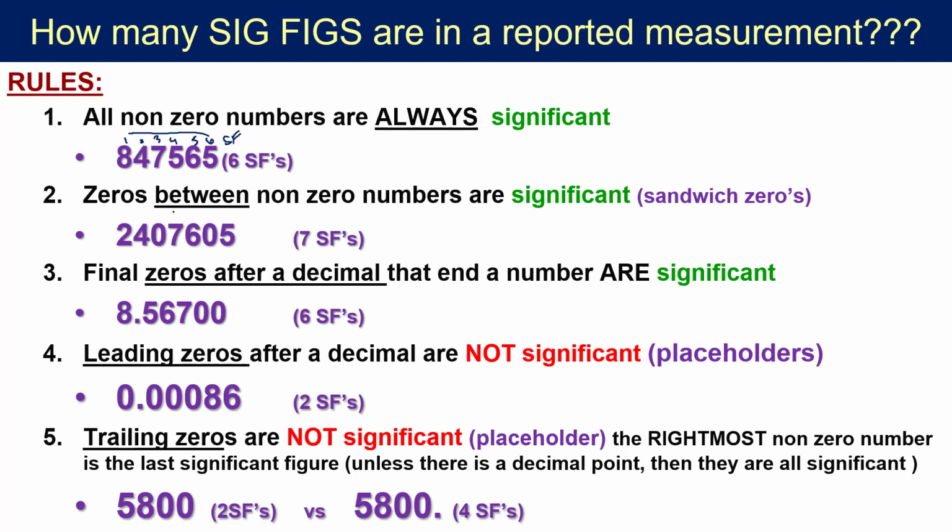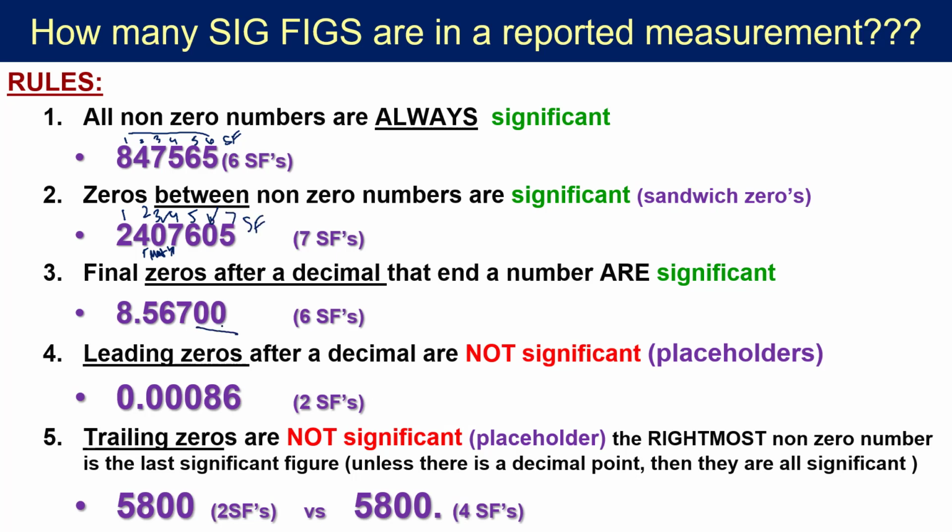Zeros become significant when they are what we refer to as sandwich zeros. Sandwich zeros are usually sandwiched in between two non-zero numbers. And so the non-zero numbers are kind of like the bread, and this is the meat right there. And we'll notice that because this zero is sandwiched between two non-zero numbers and that zero is sandwiched between two non-zero numbers, both of those zeros are considered significant figures. So if we said, how many sig figs are there in 2,407,605, we would say there's 1, 2, 3, 4, 5, 6, 7 significant figures.